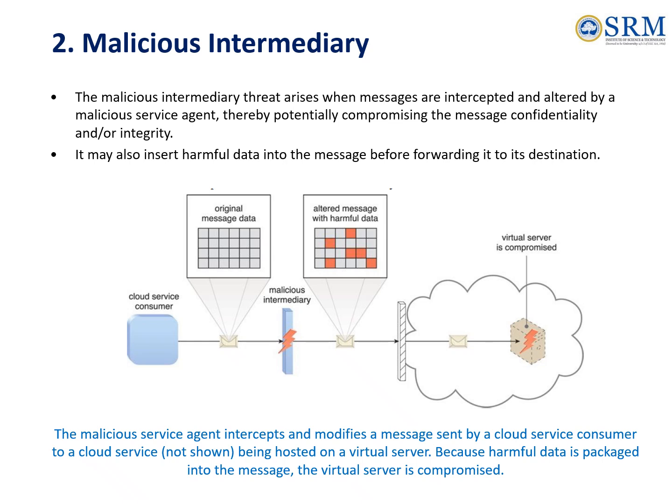Now, look at the diagram shown. The cloud service consumer sends a message toward the cloud service. The malicious service agent intercepts the message, modifies it, and then forwards the altered message to the virtual server. As a result, the virtual server processes harmful or fake information without realizing the message was tampered with. This attack mainly affects confidentiality, integrity, and sometimes even availability of cloud services. To defend against such attacks, cloud systems use encryption, digital signatures, and secure authentication mechanisms.